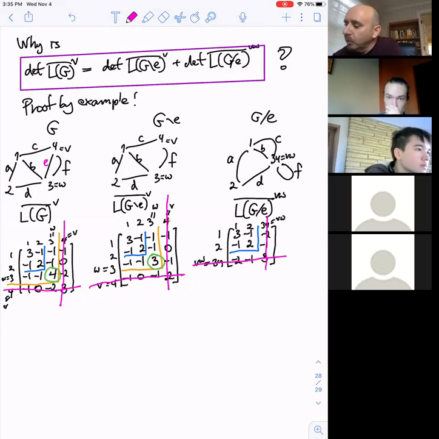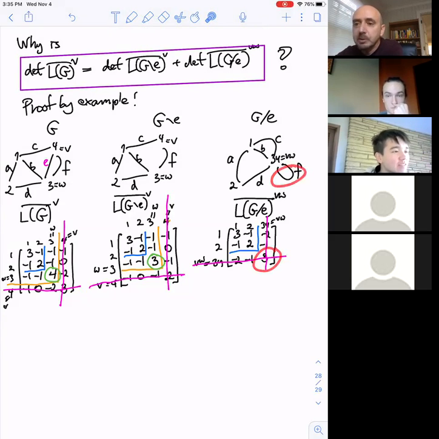Isn't the corner one a 4, you say? You're talking about this one, this thing that I wrote 3. Yeah, self loops don't count. That's right. I could remove the self loops. They show up when you do deletion and contraction, but when we write down Laplacian matrices, they don't count toward the degree, just like they don't count toward the number of spanning trees. Yeah, good question.